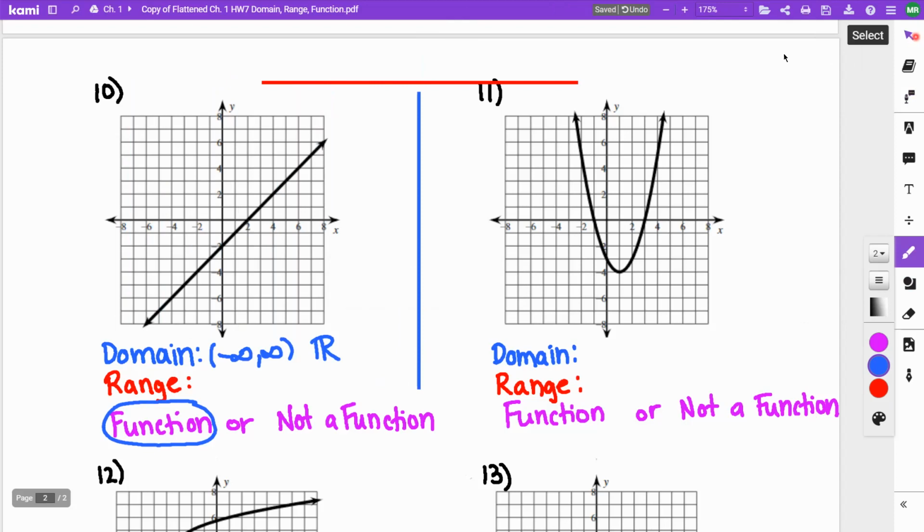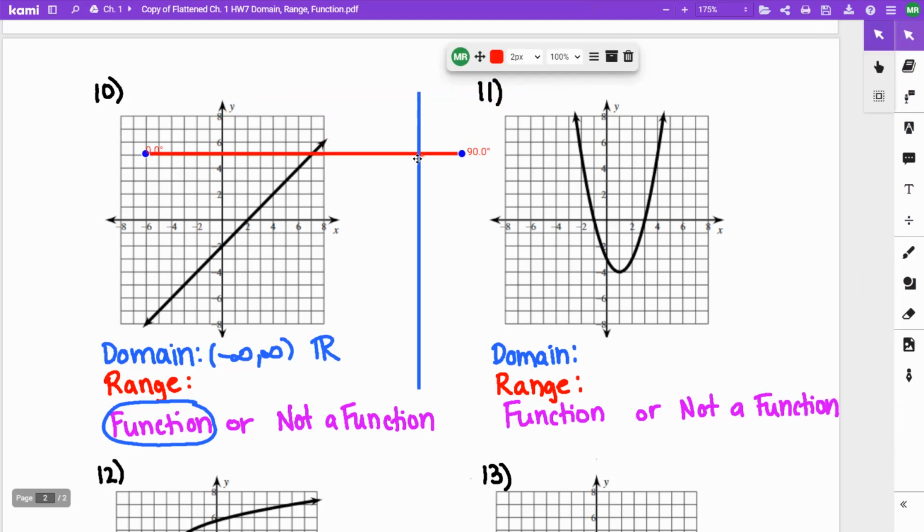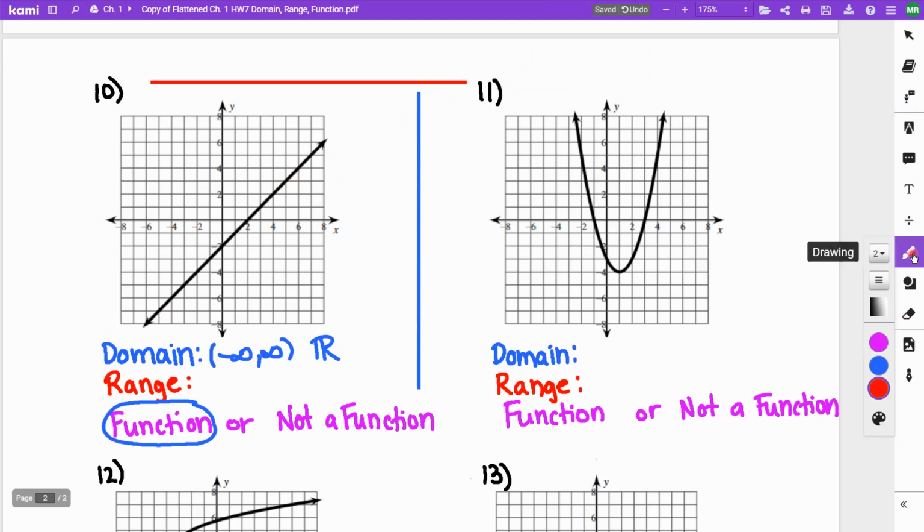Now, my range is going to be the same. So when I take this, it's going to go forever down to -infinity and forever up to positive infinity. So I'm also going to have -infinity to infinity, both open brackets, or all real numbers.